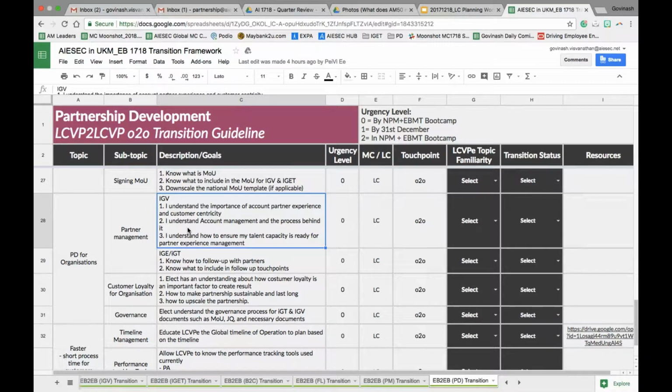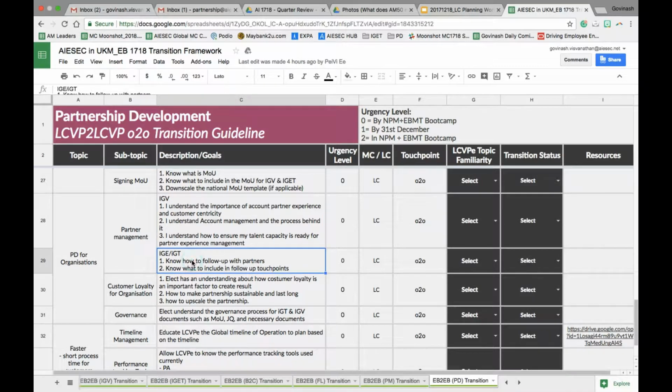So what's happening with this current partner, what are the things going on, what are the things which need to be continued by your successor. So that's something which is very important. And lastly, you understand how your own personal talent capacity within your department is ready for this management.